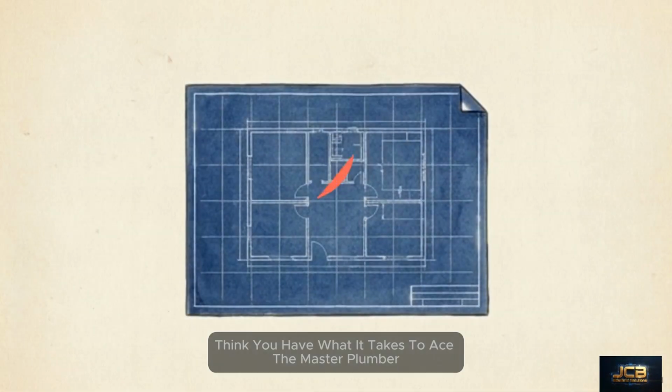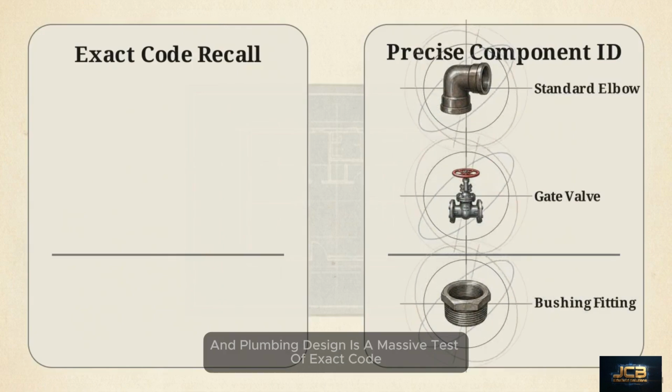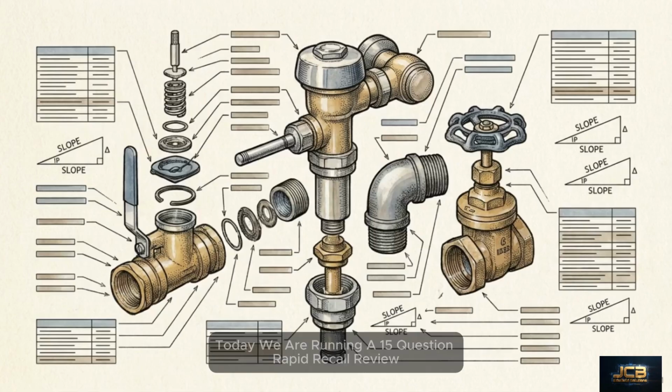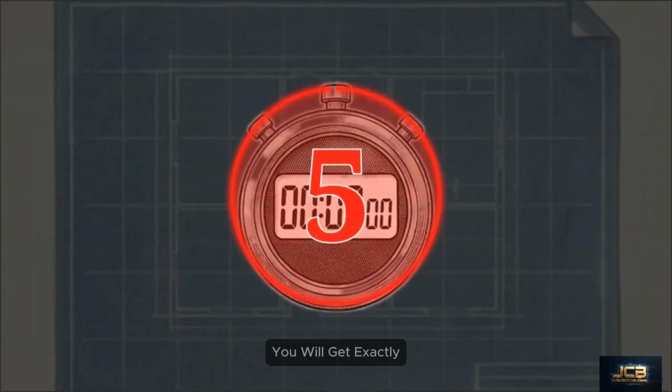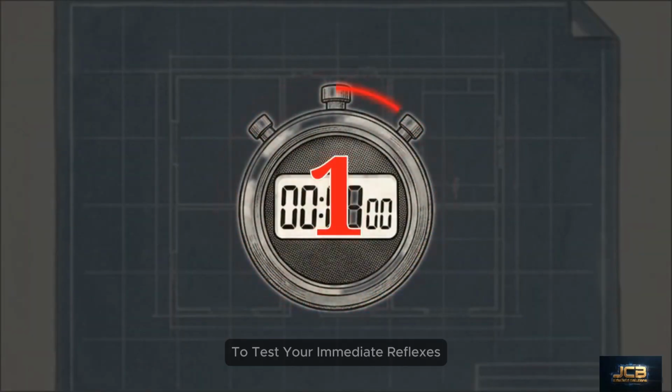Think you have what it takes to ace the Master Plumber board exam? Sanitation and plumbing design is a massive test of exact code recall and precise component identification. Today, we are running a 15-question rapid recall review. You will get exactly 5 seconds on the clock for each question to test your immediate reflexes.